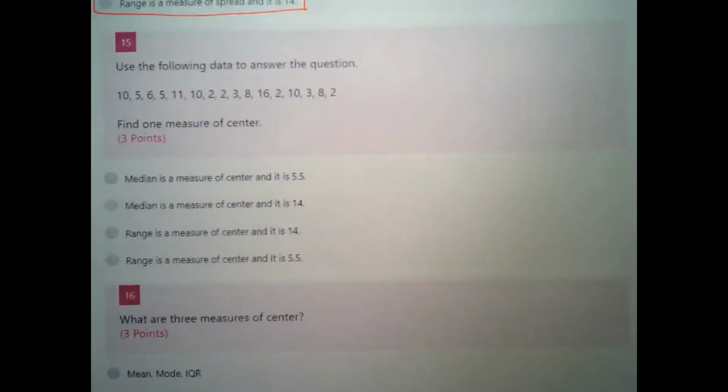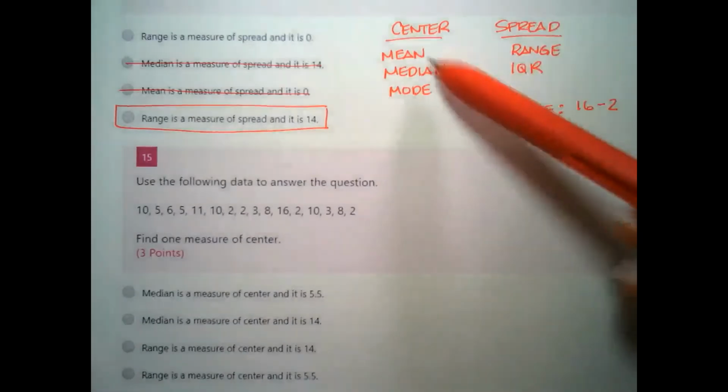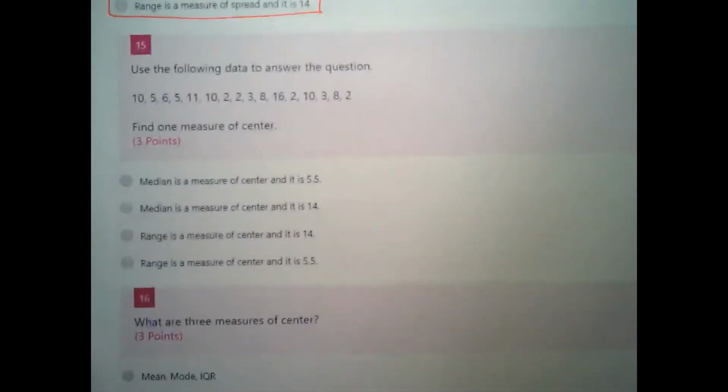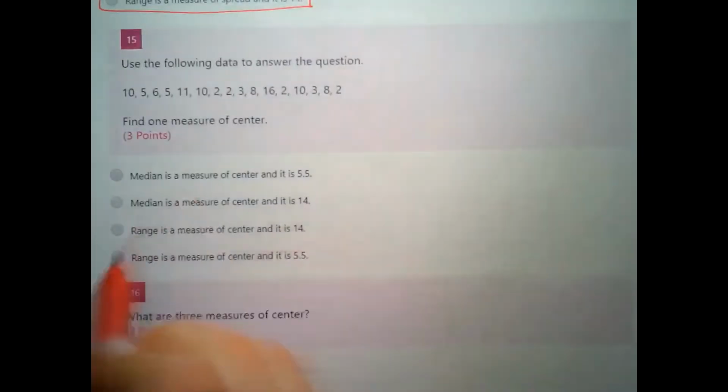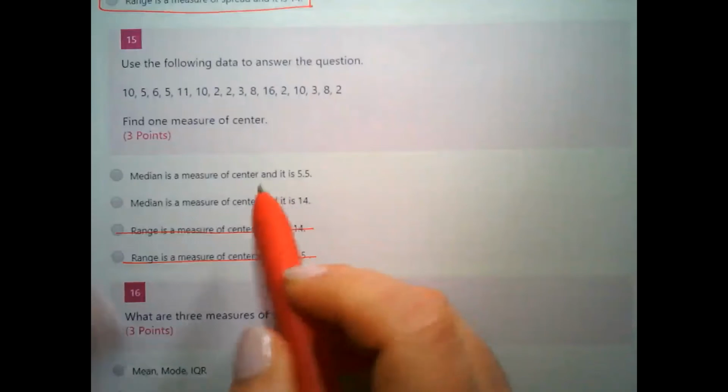Number 15, we're using that same data. We need to find a measure of center. Going back to the list I just made, the measures of center are mean, median, and mode. We need to find one of those. So it's really median that's the only option. Range isn't an option because that is a measure of spread. So we're looking for the median.